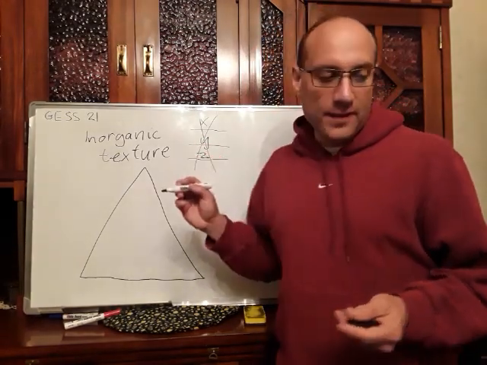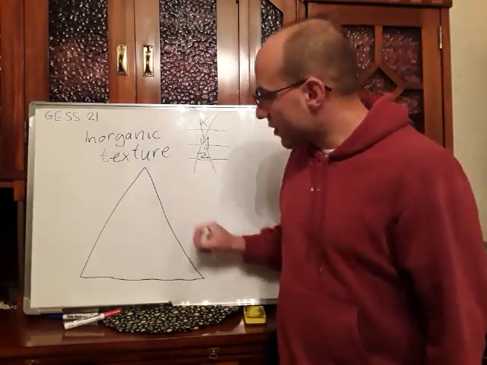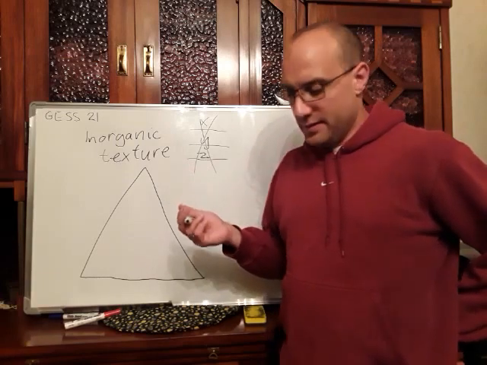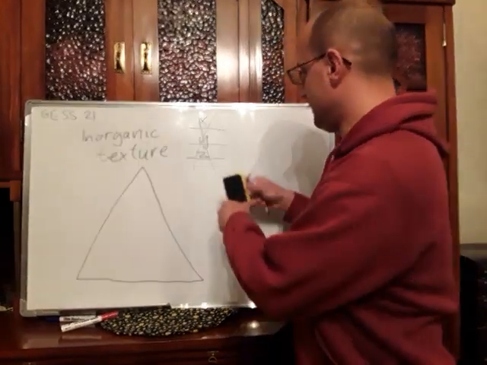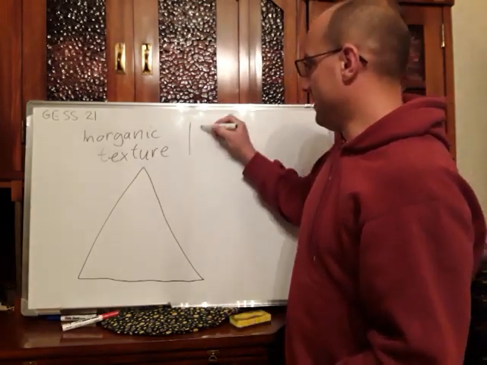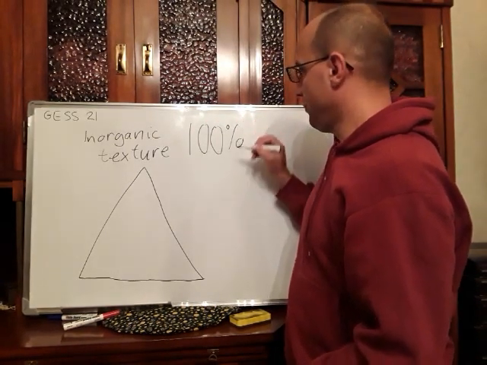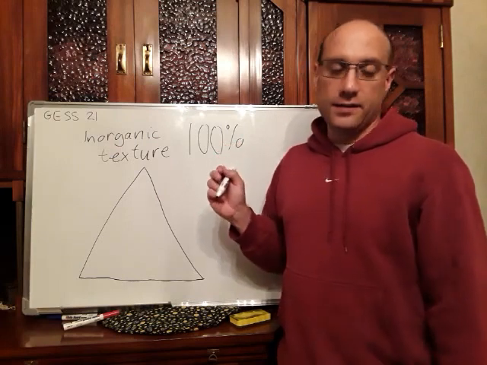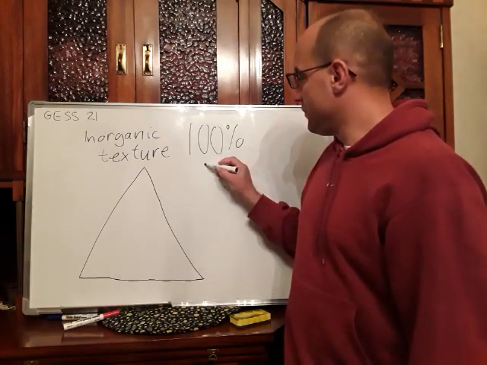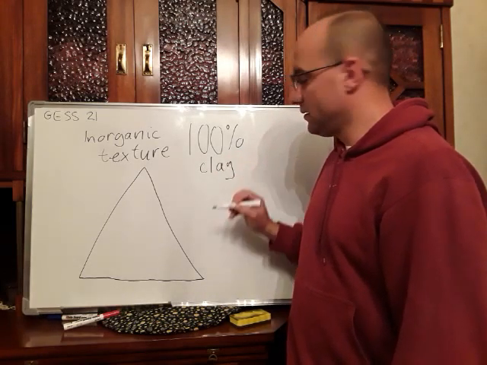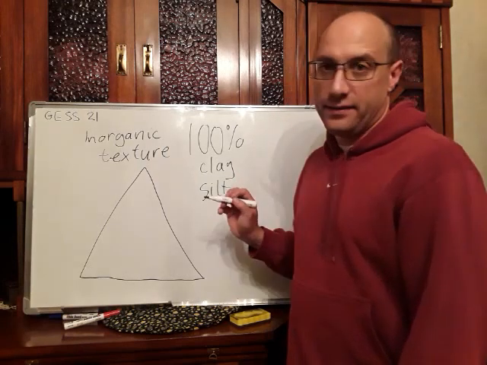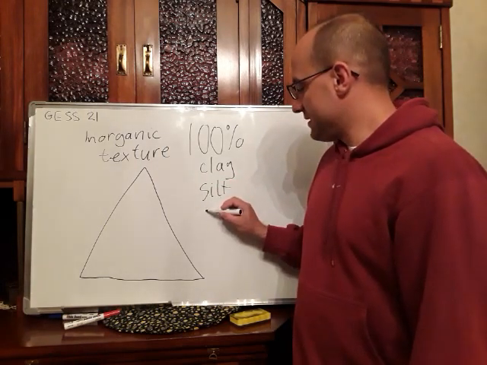And what you need to do, if I'm asking about the texture triangle, is draw a triangle in the first place, and there will be different numbers that will occur. So there will be altogether 100% of the total inorganic material, and that will be shared in different ways between clay and silt and sand.